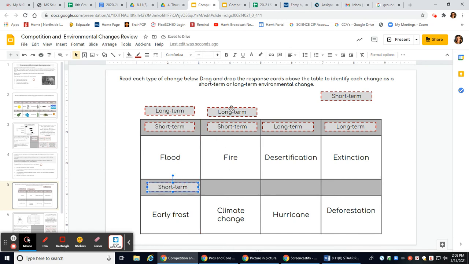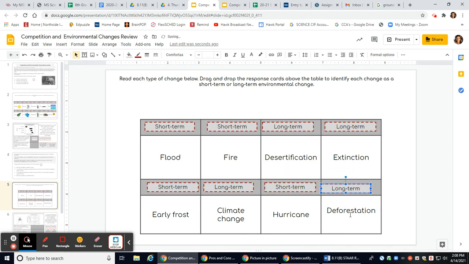Climate change is a long-term environmental change. A hurricane happens quickly for a short period of time. And then deforestation is long-term. Remember, deforestation is the cutting of trees. So either succession needs to take place and those grasses, shrubs, small trees come over a long period of time.